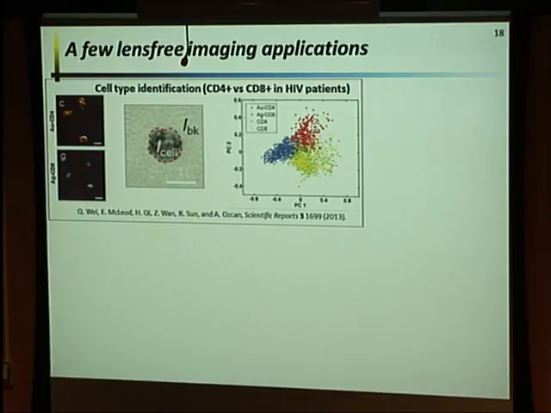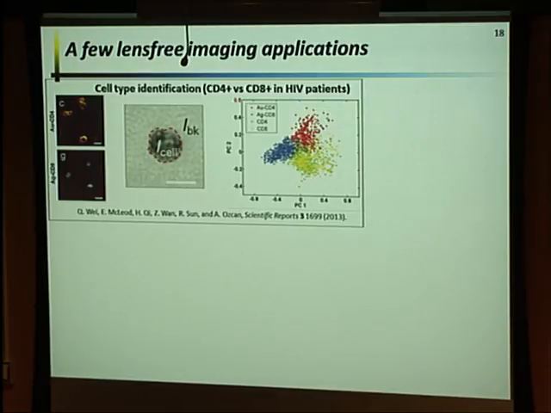So in addition to the main application that I'm working towards, which is this targeting and sensing and counting and imaging of viruses and nanoscale particles, there are a few other applications that are particularly well-suited to this lens-free holographic imaging. One is identification of different types of cells.